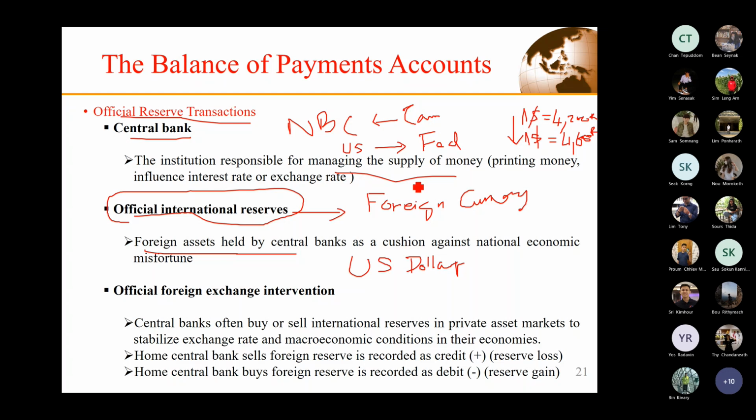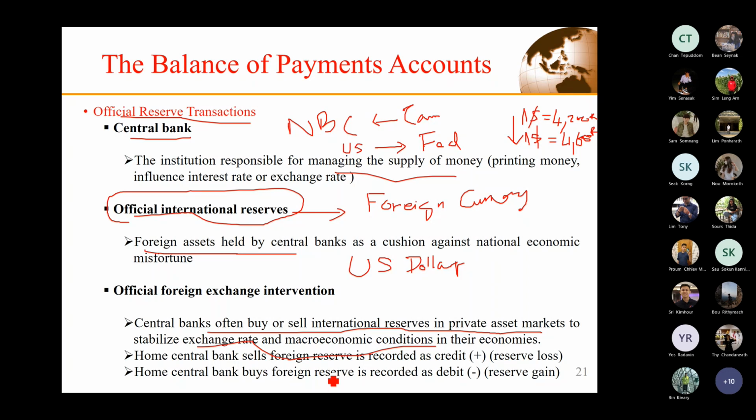For the official reserve exchange interventions in the balance of payments, we will record in this way. Generally the central bank would buy or sell this reserve in the private asset market in order to stabilize the exchange rate. That's what I talked about a minute ago. The central bank can intervene to stabilize the exchange rate, to make the dollar cheaper or more expensive.